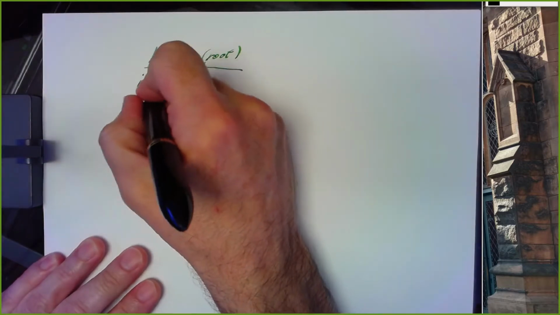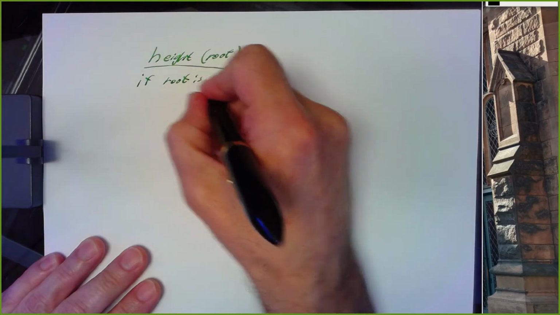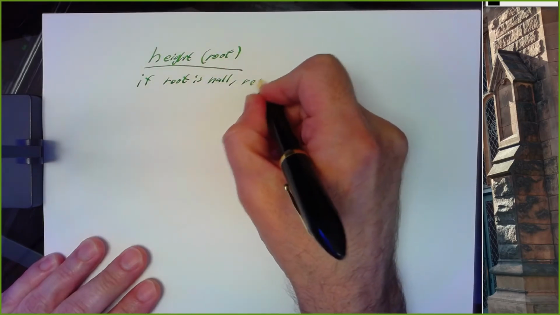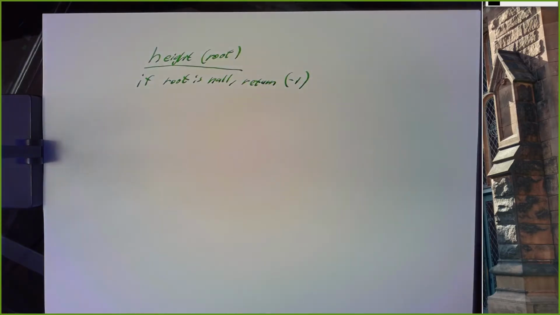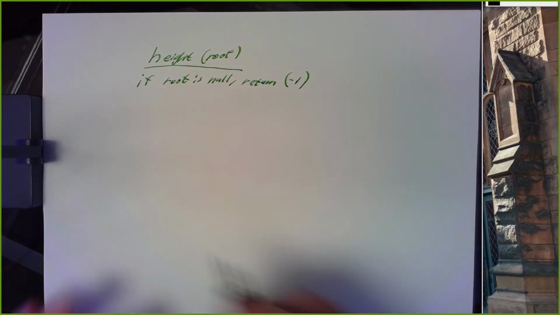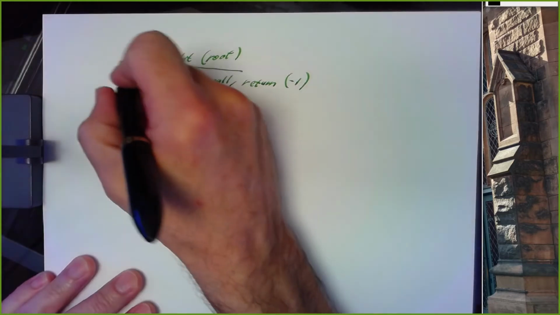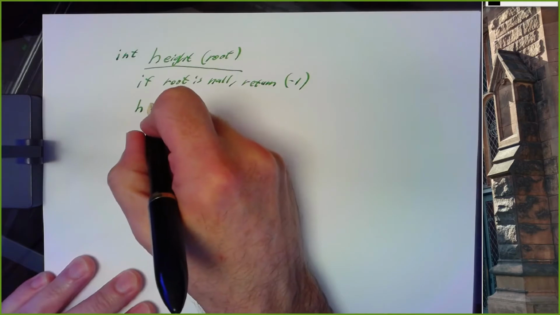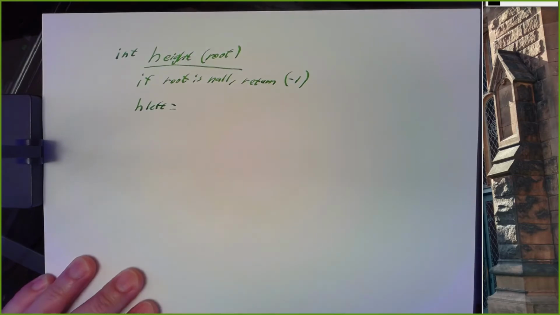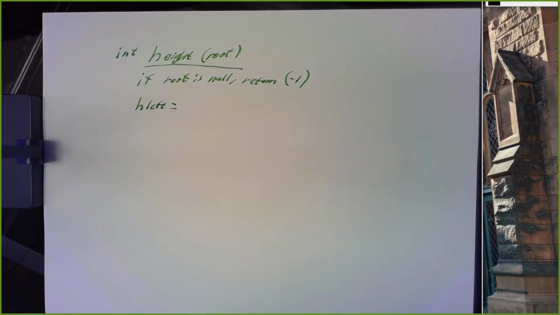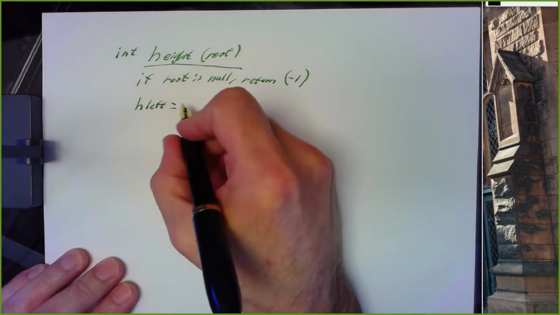So here's our function for finding the height of a tree with a given root. The base case is if the root is null, return -1. That's by definition the height of an empty tree. So this returns an int. If the root is not null, then there is a left and a right child. Those might be null, but that's okay. Let's find the height of the left and the right children.